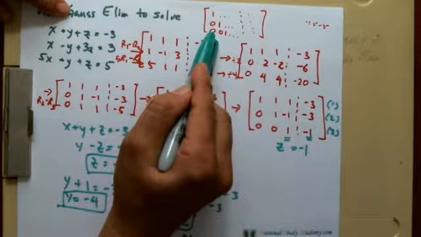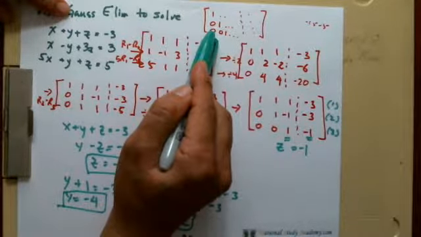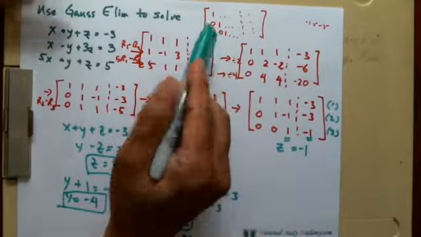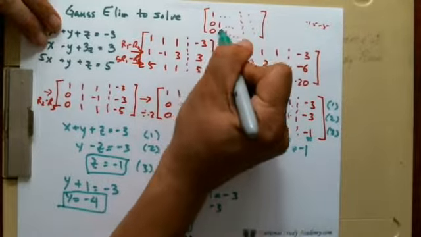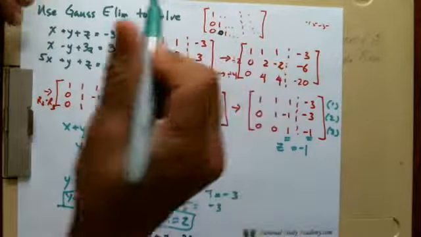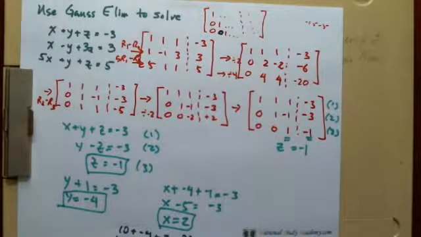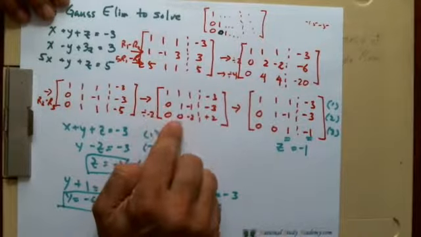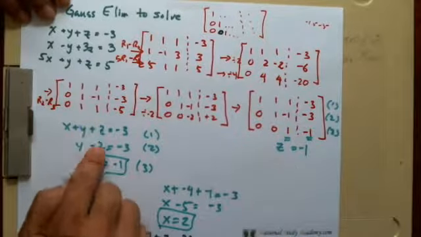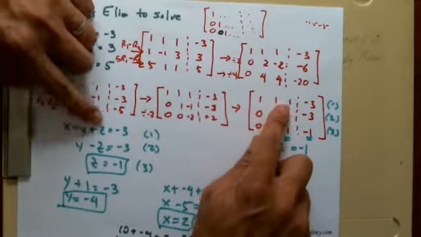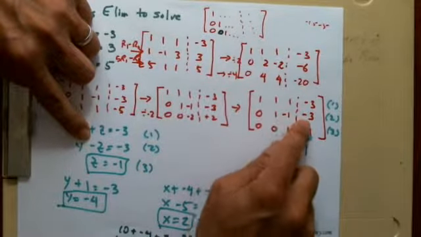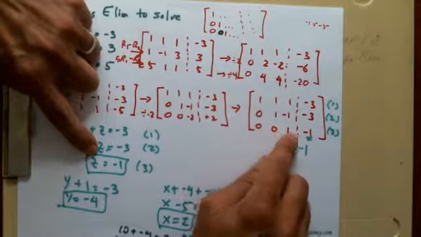Then step 3 is to get that guy to look like a 0. And the only way to get this guy to equal 0 is you can only use row 2 and row 3 to try to eliminate that. And once you get all 3 of these equal to 0 and all the diagonals look like 1s, you just rewrite the equation. x plus y plus z equals negative 3. y minus z equals negative 3. And then z is obviously equal to negative 1.